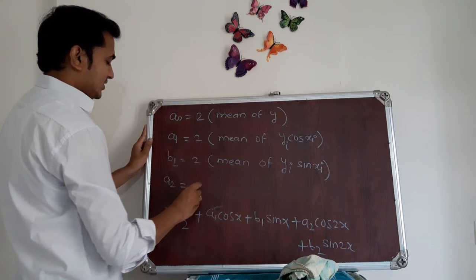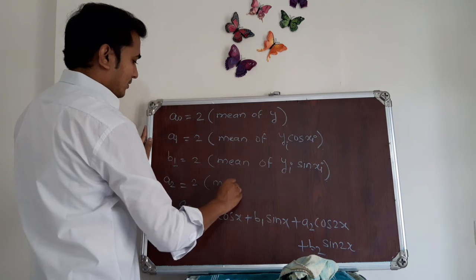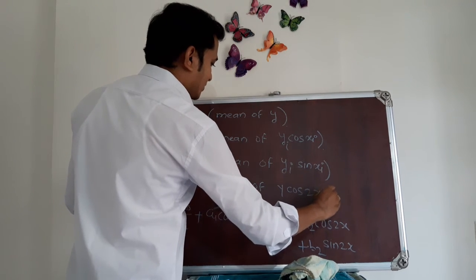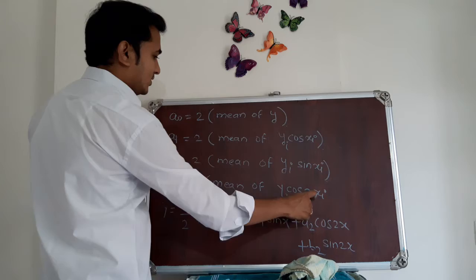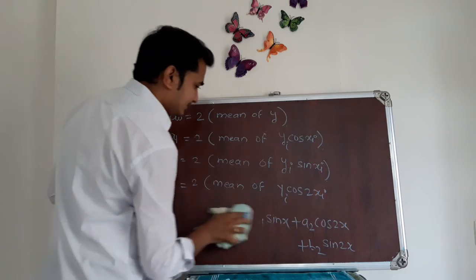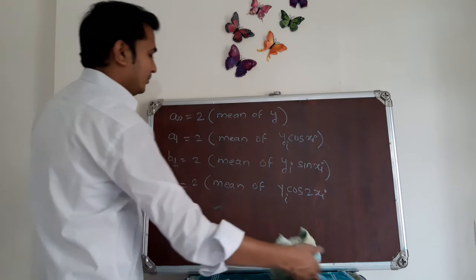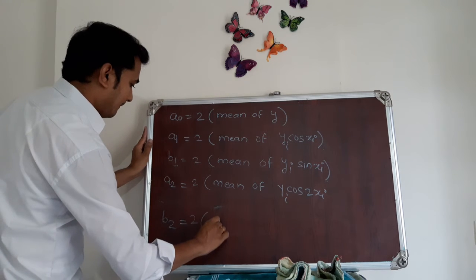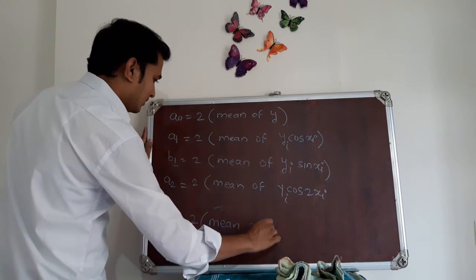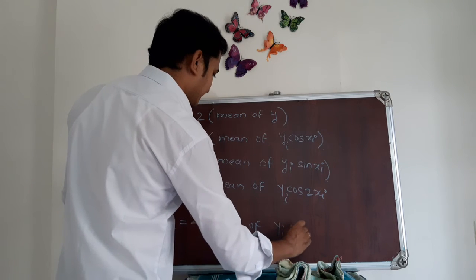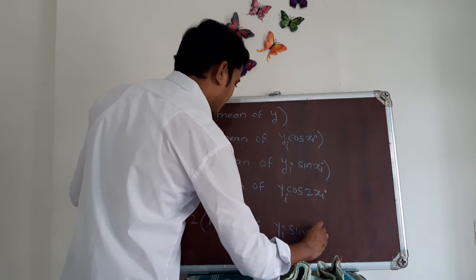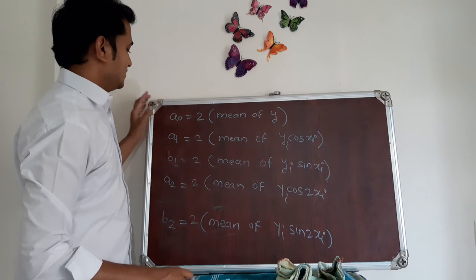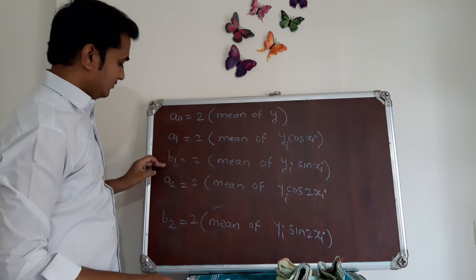a2 is equal to 2 into mean of y cos 2xi, okay, because n is 2, and b2 is equal to 2 into mean of yi sin 2xi. Okay, so these 5 formulas are there.